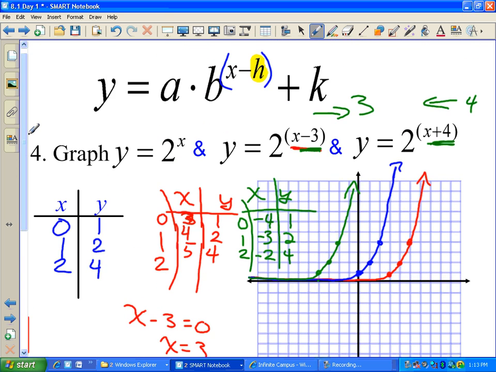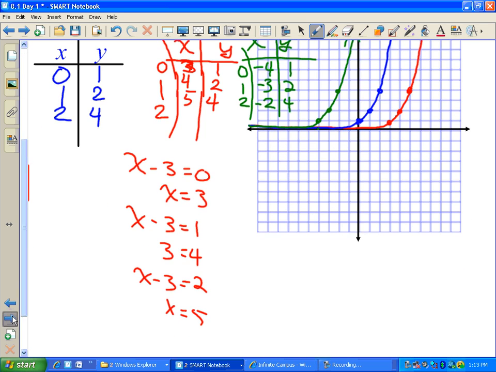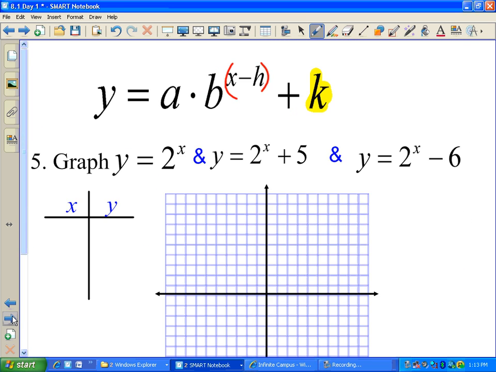I've dealt with the a, I've dealt with the h. Let's look at my k. A gave me a vertical stretch or a vertical compression, or it gave me a reflection. H translated left or right. What's K going to do? Translate up or down.